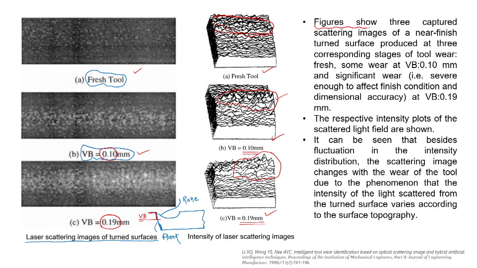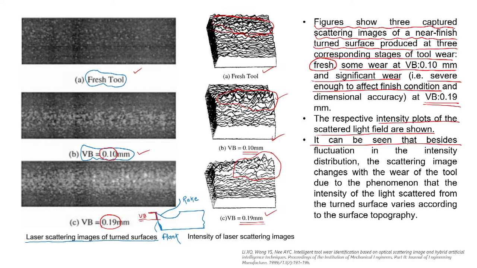The figures show three captured scattering images of a near finished turned surface produced at three corresponding stages of tool wear: the fresh one, some wear at VB equal to 0.10 mm, and significant wear, severe enough to affect the surface condition, at about 0.19 mm. The respective intensity plots of the scattered light are also shown over here.